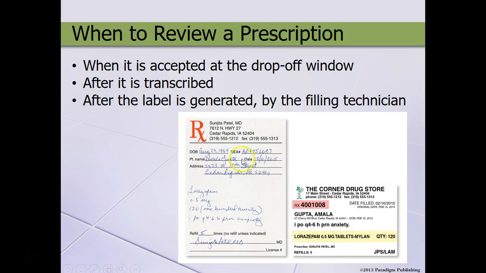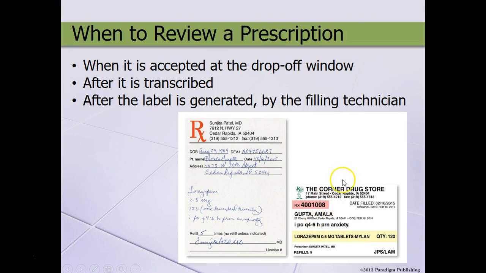Amila Gupta, and the date of the prescription was 2/16/15. Her address, checking for date of birth, DEA number, because lorazepam is a controlled substance, the dose that's being ordered, how many, the quantity, and then the SIG, how many refills, and it was signed by the doctor. So I want to look at this prescription label to make sure the information is complete.